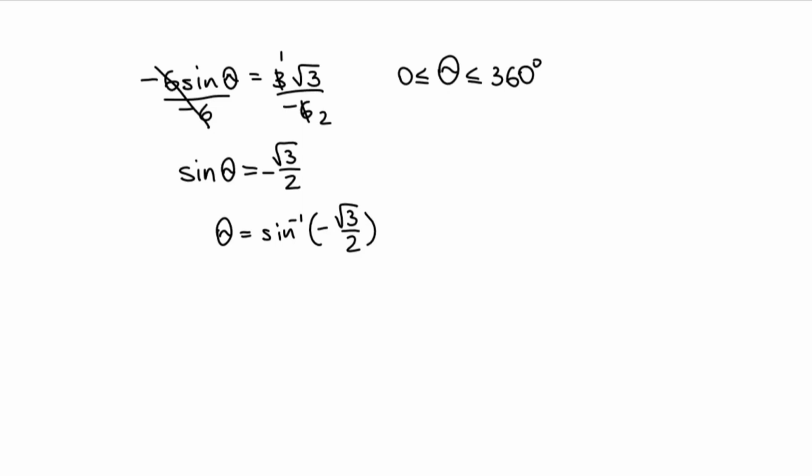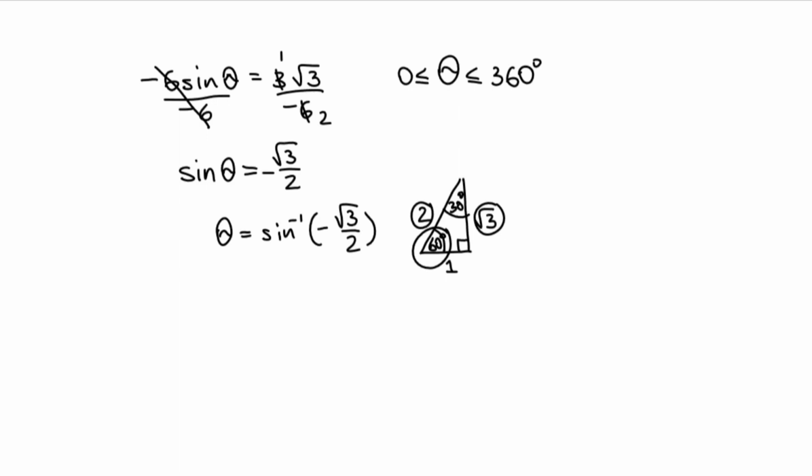Since we're given the exact ratio, we can try to use one of the special triangles in order to determine the angle that could be theta. Let's see. Since I have square root of 3, it means that I am dealing with the 60, 30, 90 triangle. This is 1, this is square root of 3, and this is 2. So square root of 3 over 2, and it's a sine ratio, opposite over hypotenuse. So the angle that I'm looking at is 60 degrees.